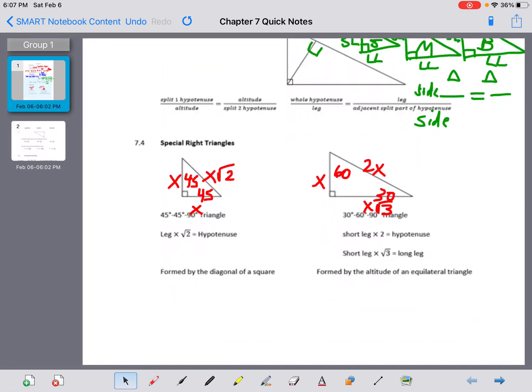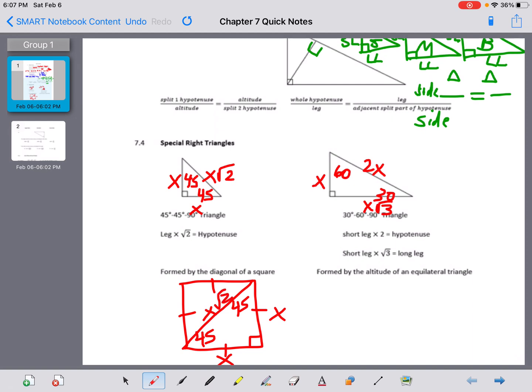Okay? Don't forget that if you happen to have a square where all the sides are equal, okay, and you put a diagonal there, you form a 45, 45, 90 triangle. So you'll have sides of x, x, and the diagonal is the x radical 2.